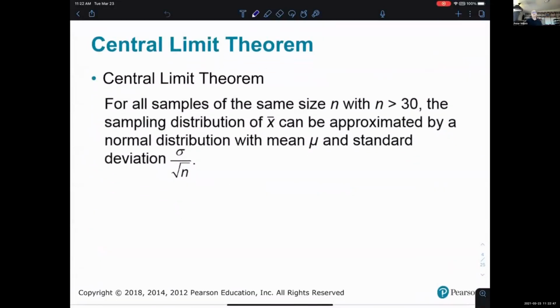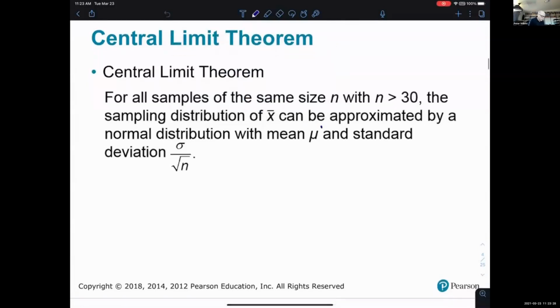The central limit theorem says that for all samples of the same size n, with n greater than 30, the sampling distribution of the means of each sample, that's x bar, can be approximated by a normal distribution where the mean of the normal distribution of the samples is mu. And remember, mu stands for the mean of the population. And the standard deviation is the sigma value of the population divided by the square root of the sample size.